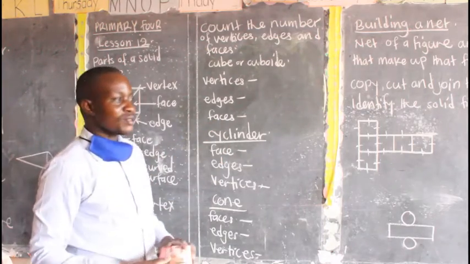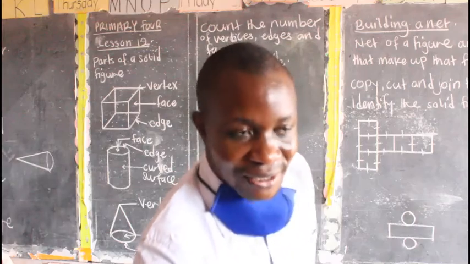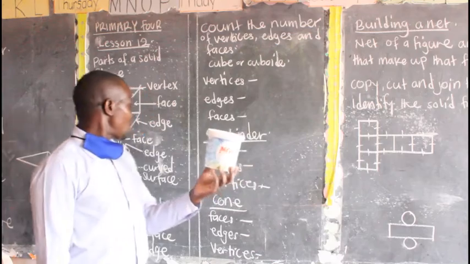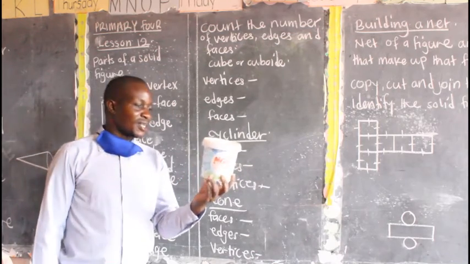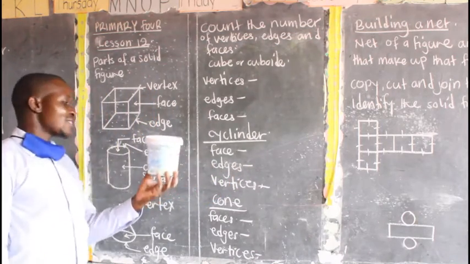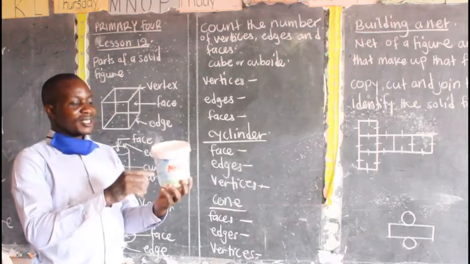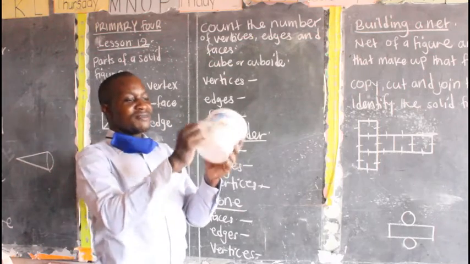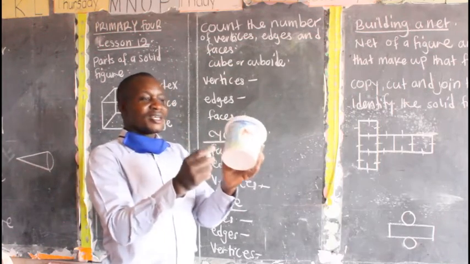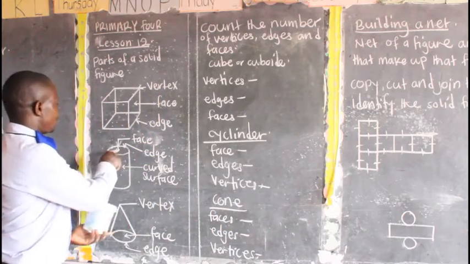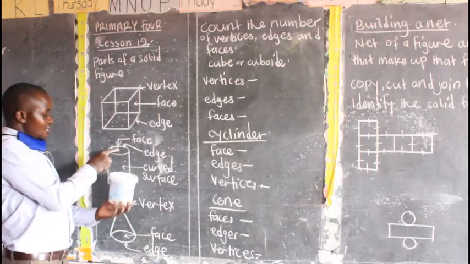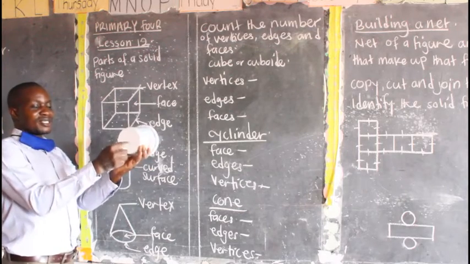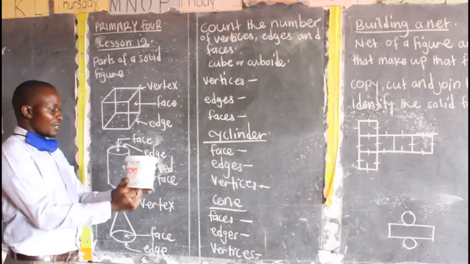Then let's look at also the parts of a cylinder. This is our cylinder, and on our cylinder we don't have a vertex, so we have only the face. So this one here is the face, even this one is the face. There are two: this one here and behind here. Top and bottom, they are the faces.